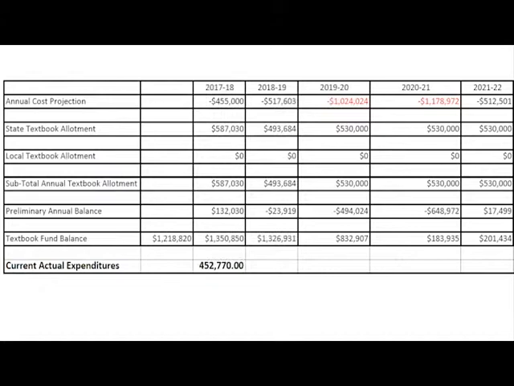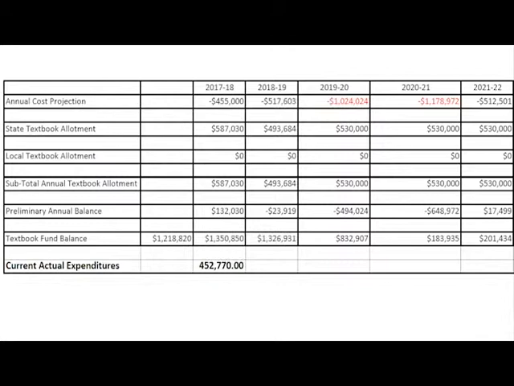So the subtotal then of how much the state has given us plus the local allotment, which is zero, is still $493,000 on that fourth line of the spreadsheet. And so that's a difference of $23,000 based off what we received from the state and based off what we spent. We'll be dipping into our textbook fund $23,000, but that still leaves us with $1,326,000. So we are still in really good shape.